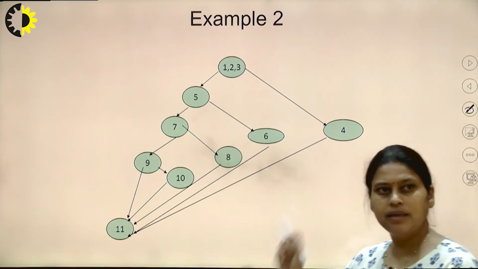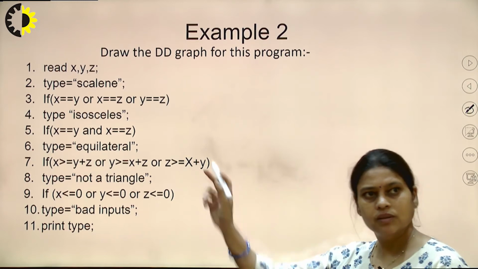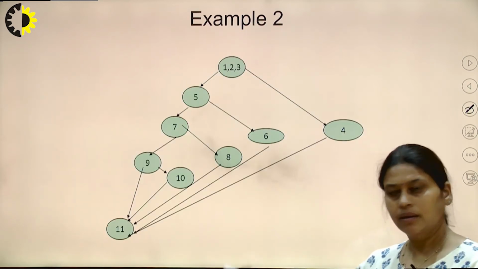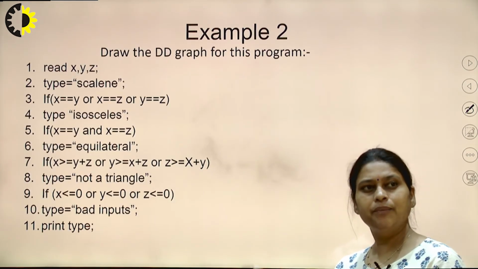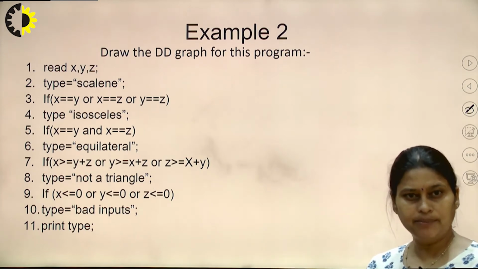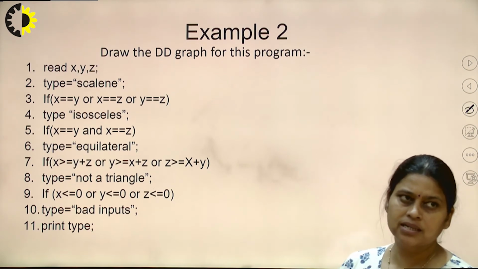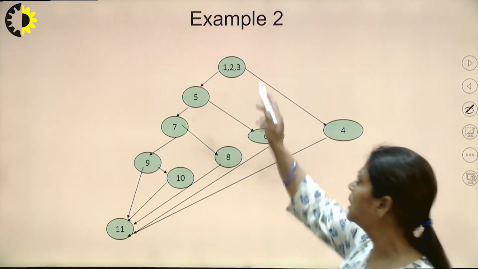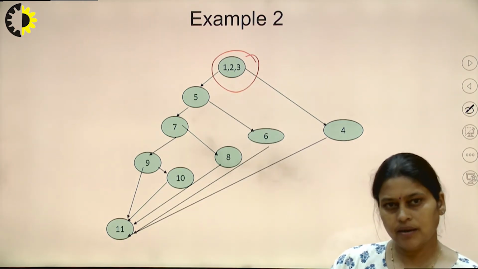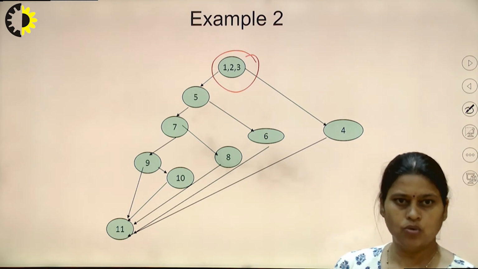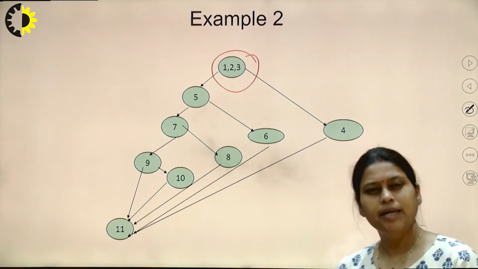This is the path. This is a DD graph of the following program. These are the set of statements. This is the graph for the following program. First statement, second statement, these two statements are sequential statements, and the decision will start from the third statement. So we have to combine all these three into a single node. So we can say we will start from the decision node in the DD graph. This is the only difference between control flow graph and DD graph.